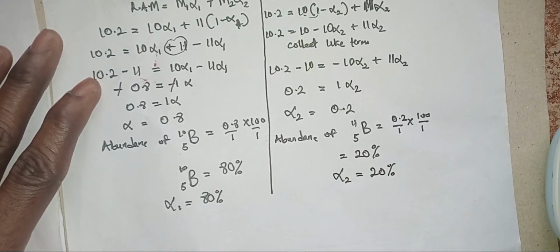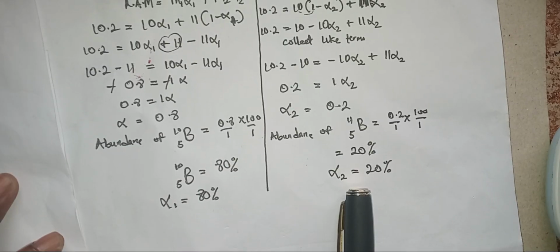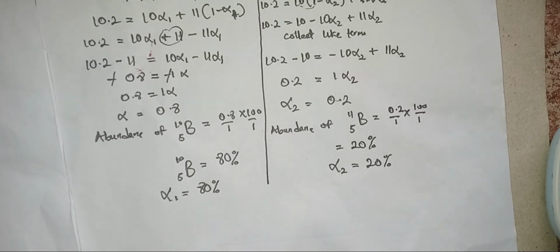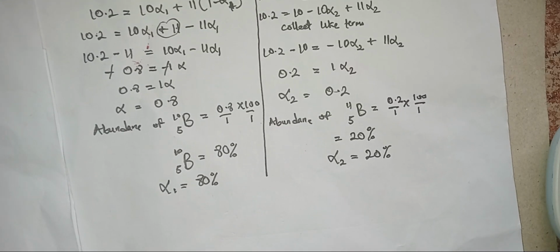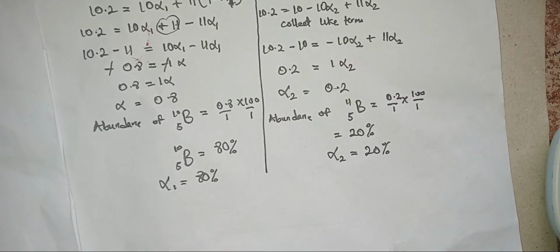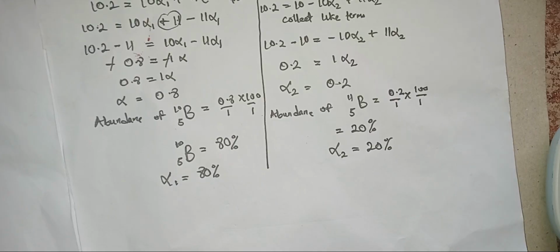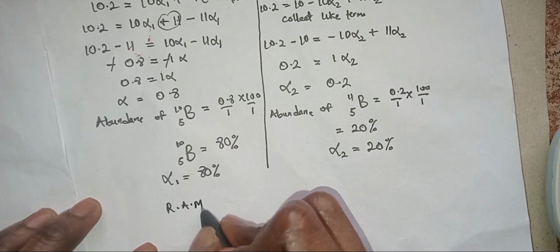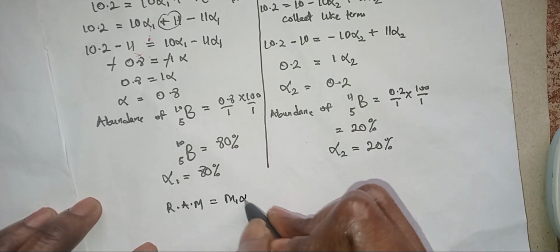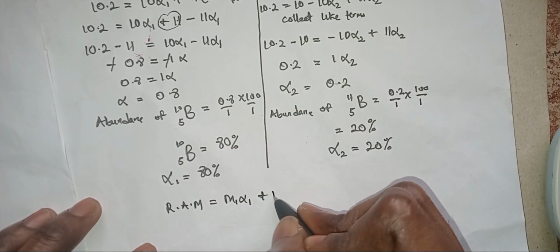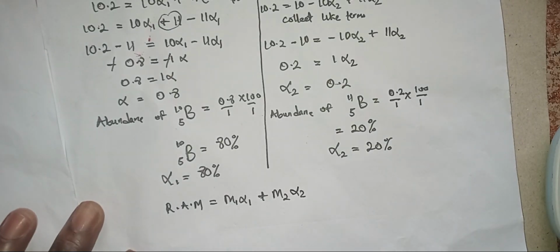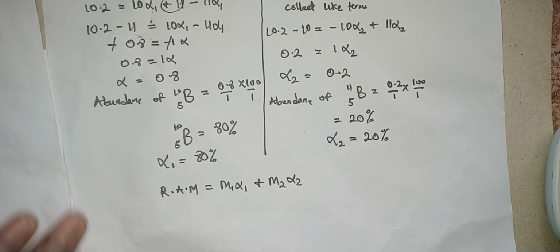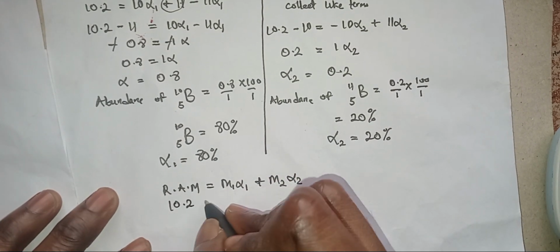So we can also confirm our answer. Abundance 1 is going to be 80, the second one is going to be 20. If you add them together, 80 and 20 is going to give us 100. So we can confirm our answer from our formula. It's going to be M1 abundance 1 plus M2 abundance 2. Remember, the relative atomic mass is 10.2. Let's see whether it's going to be equal to 10.2 again.